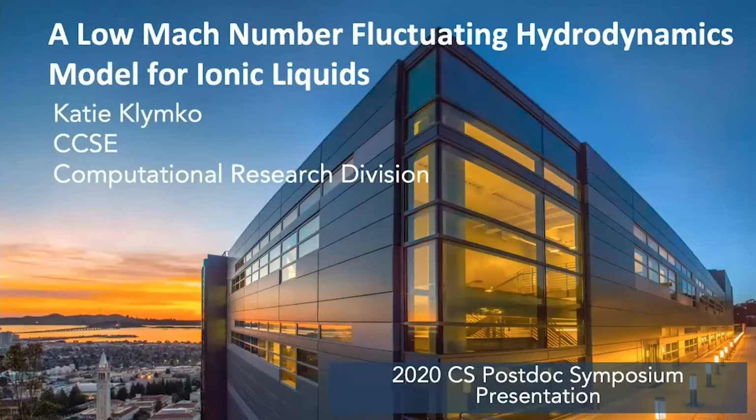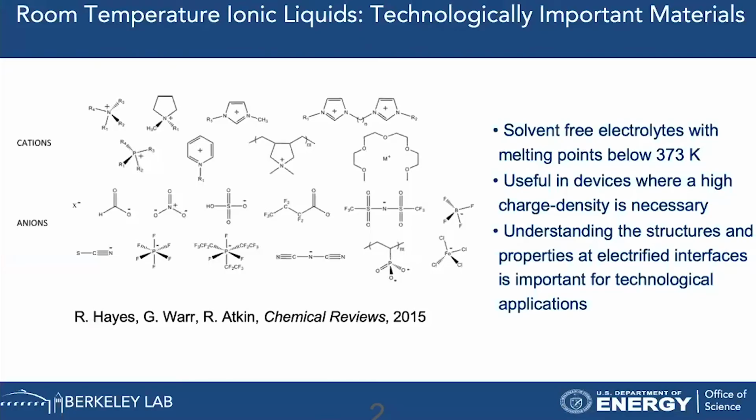And I'm also going to be talking about using low Mach number hydrodynamics, but on a slightly different scale. This is work that we've started recently on ionic liquids within CCSE. Ionic liquids are solvent-free electrolytes, and the ones in particular we're interested in happen to be liquid at room temperatures. So not like molten salts like potassium chloride, where you would have to heat these materials up to large temperatures in order to get liquid-like properties, but ones that have melting points below 373 Kelvin.